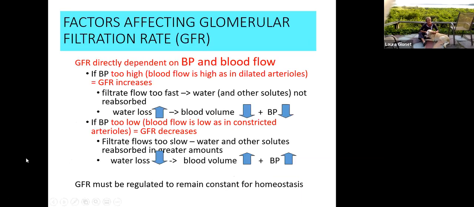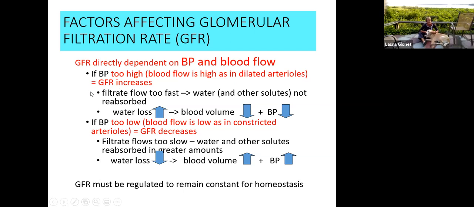Okay, so factors affecting glomerular filtration rate. Glomerular filtration rate is directly dependent on blood pressure and blood flow. And both of those things can have internal sources of control of the kidneys, and then outside of the kidneys, like your whole nervous system, like the autonomic nervous system.